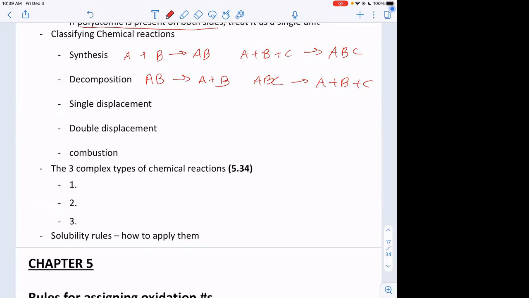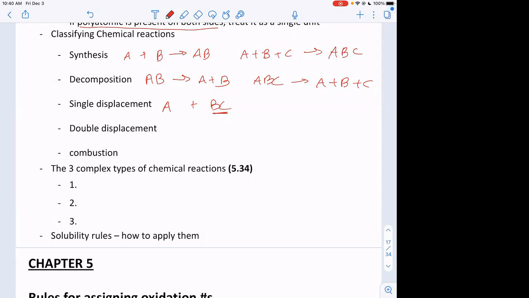Single displacement, this is where you have an element and a compound, okay? An element and a compound. So we'll express that like this. A being your element plus BC. There's your compound. All right, and then A, depending on what it is, it's either going to be a metal or a non-metal. If it's a metal, look at this compound here. Usually it's an ionic compound. Metals become cations, right? They become positively charged. So here in BC, which one would be your cation? Which one would be your anion?